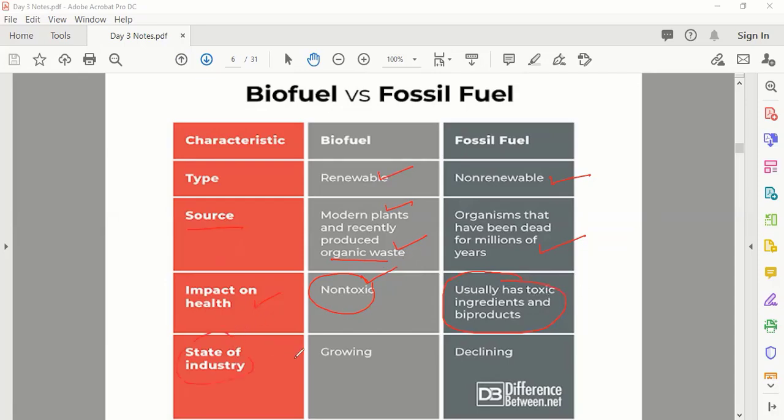State of industry: right now the biofuel industry is growing. Even you know that Tesla and other companies produce electric cars, and people are saying that maybe up to 2030, 70% of cars will be replaced by electric cars, or maybe more than that. So now there's a lot of potential in the biofuel industry. And with fossil fuels, even Saudi Arabia is decreasing its dependence on them. They want to go for renewable sources. Any confusion in this?